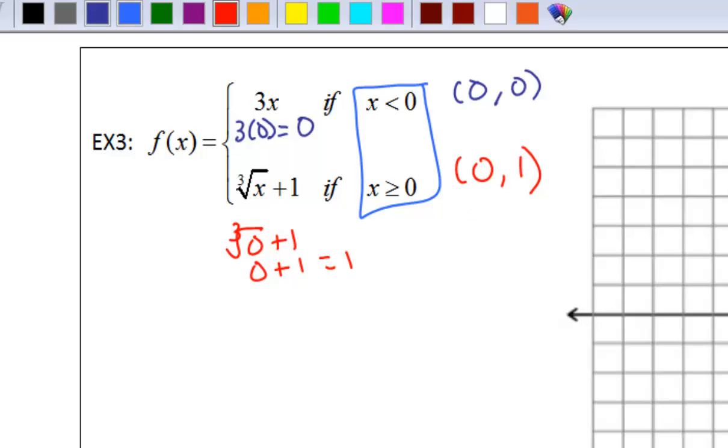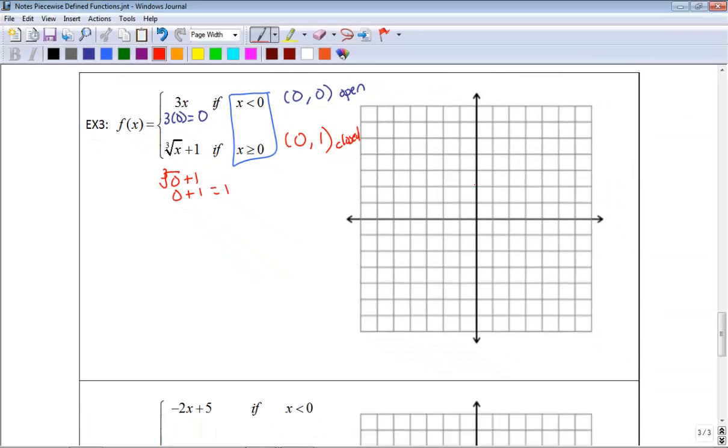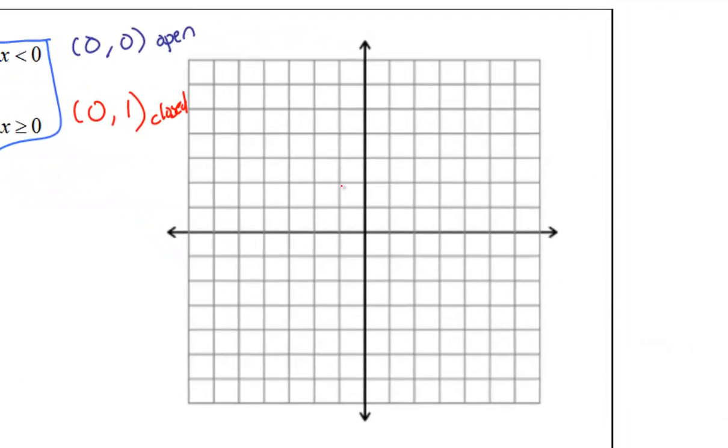Determine whether these should be open or closed. Well, this does not have an or equal to, so it's an open circle. This has an or equal to bar, so it's a closed circle. So let's go ahead and graph both of those. So I have the point 0, 0 that's open, and I have the point 0, 1 which is closed.